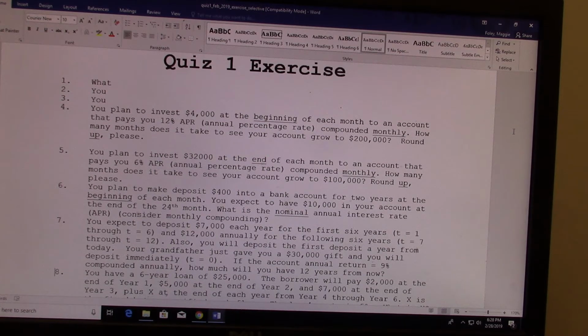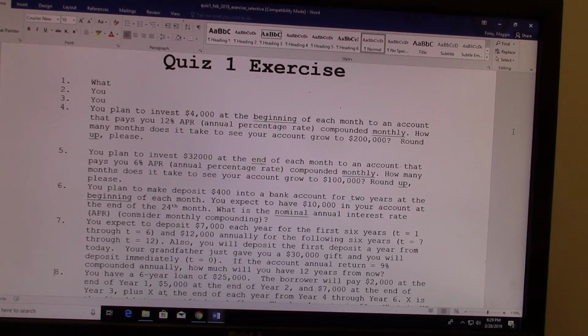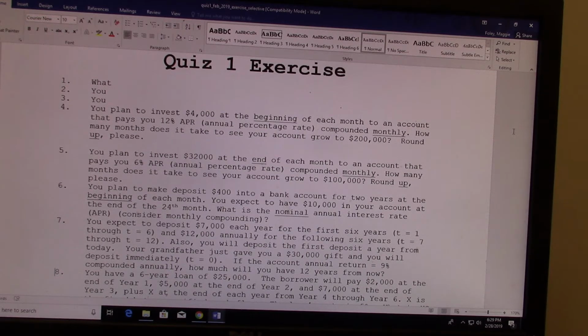Put type equals to 1. Type equals to 1 for this question. Interest rate, since this is a monthly deal, should be 1%, not 12%. 12% is the annual interest rate. So the monthly interest rate is 12% divided by 12, which is 1%.